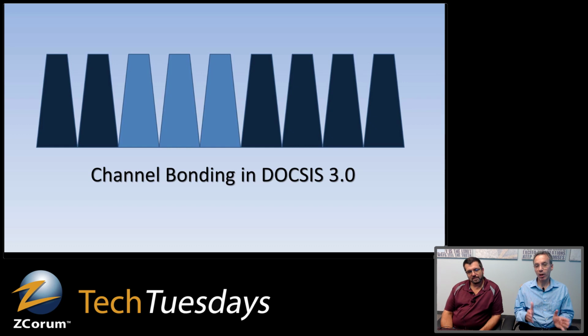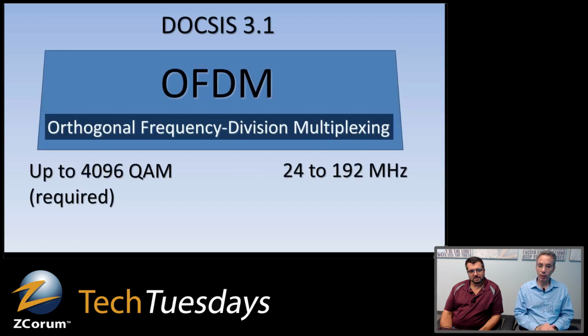So if you're going to bond all these channels together, for each one that you bond, you're losing a little bit of spectrum on those guard bands. And that's where 3.1 came in. And now what they have is what's called an OFDM channel. That's Orthogonal Frequency Division Multiplexing, OFDM. And now you can have channels that can go from 24 megahertz wide to 192 megahertz wide.